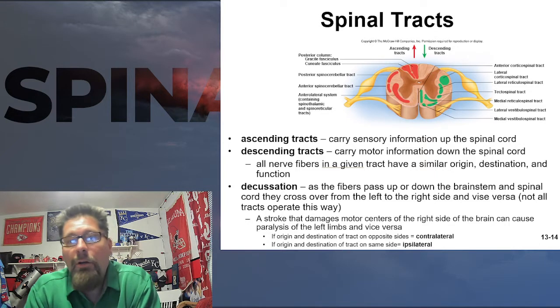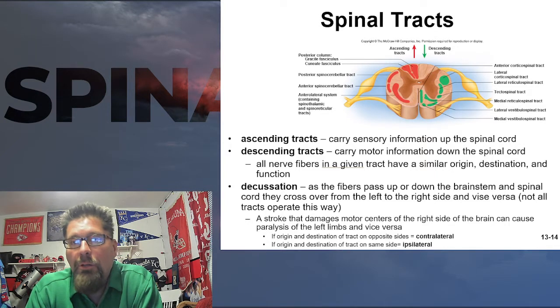Now, when we're talking tracts of the spinal cord, first thing we want to do is identify what we're talking about. What we're talking about is there are areas of the spinal cord on both the right and left side that are designed to carry information up to the brain, information down from the brain. And these are called tracts.